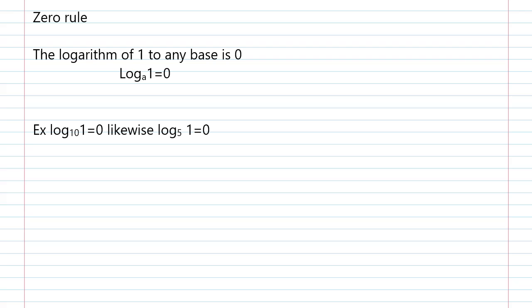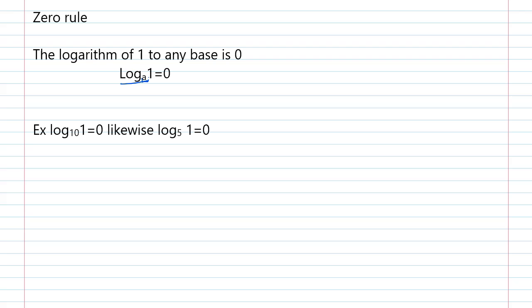The second rule is known as the zero rule. The reason why it's called the zero rule is because the answer that we get from the logarithmic function that looks like this, with 1, is 0. So the logarithm of 1 to any base is 0. So as you can see, the log to the base of a of 1 equals 0.